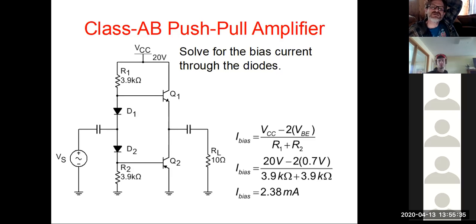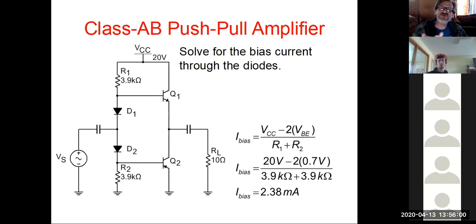But if we look at establishing what our bias current is going to be, how do we approach it? In this case, we're going to have 2 VBEs, right? Because we have the 2 transistors. We have a 20 volt input signal, and we have our two load resistors, R1 and R2, on that side.